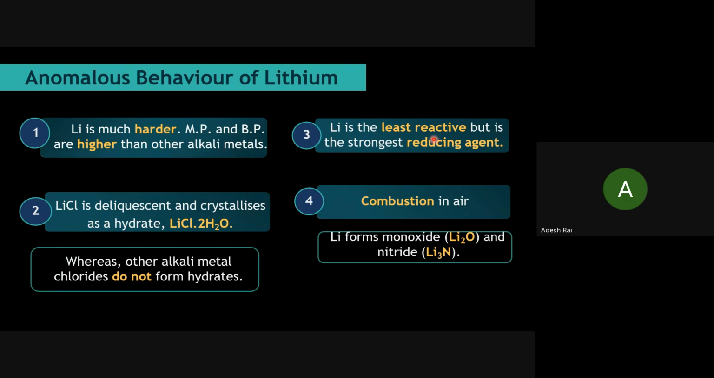This strongest reducing agent is in which medium? Aqueous or gaseous medium? Aqueous. Aqueous medium. In gaseous medium, it is the least reducing strength. Who is the highest reducing in gaseous medium for group 1? Cesium. Very good.